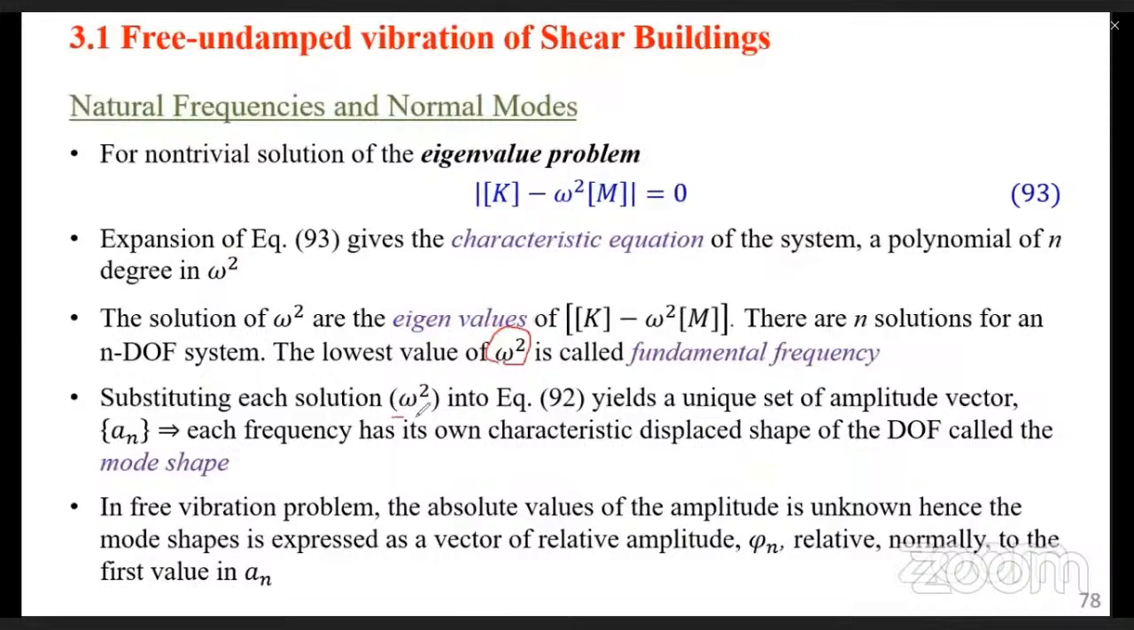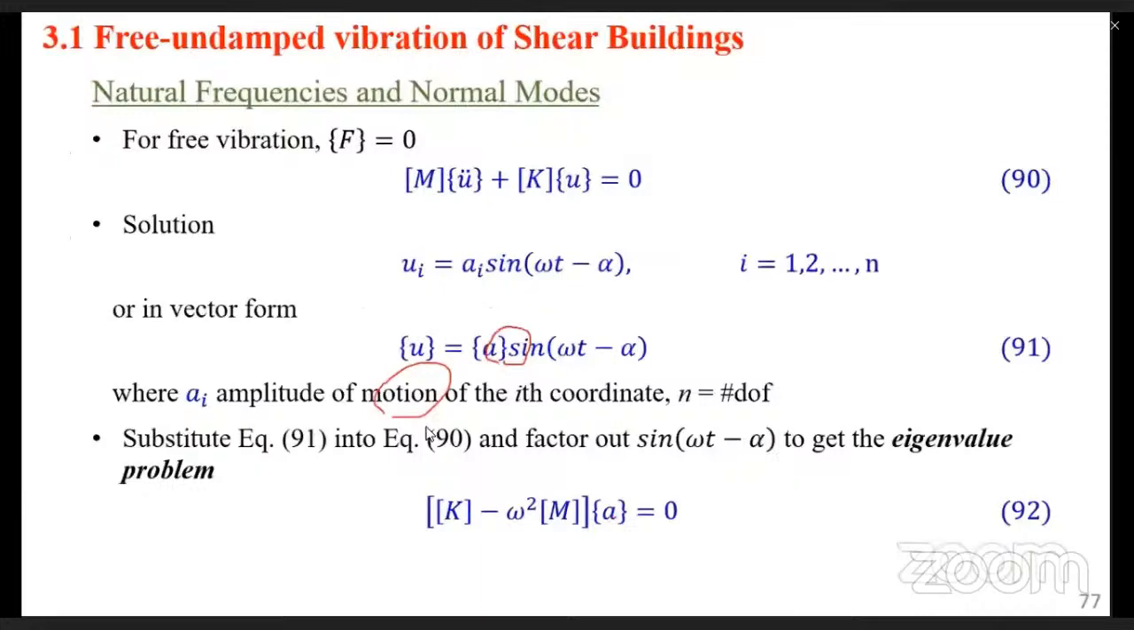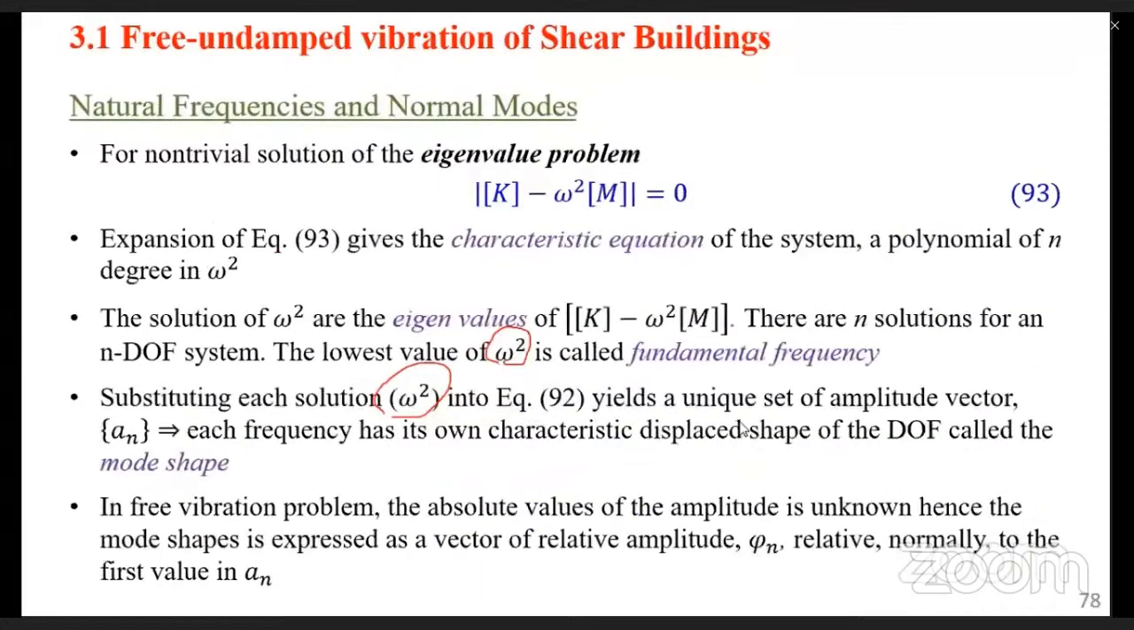And if you substitute the solution, omega squared, which you have already obtained, into our eigenvalue problem given in equation 92, you get a certain set of amplitude vector. Of course, the amplitude for the first floor level, second floor level, up to the nth floor level. And each frequency will have its own characteristic discrete shape of the degrees of freedom, called the mode shape.